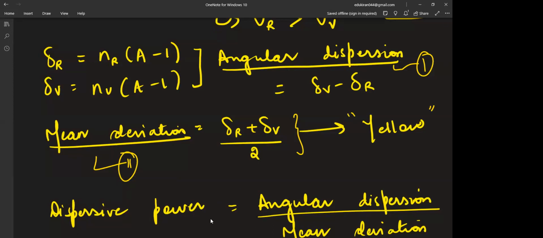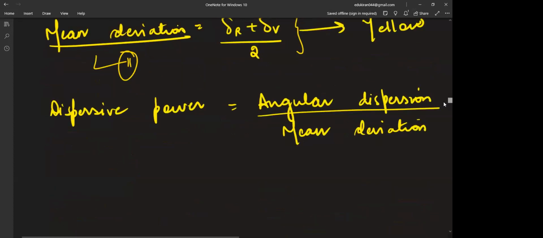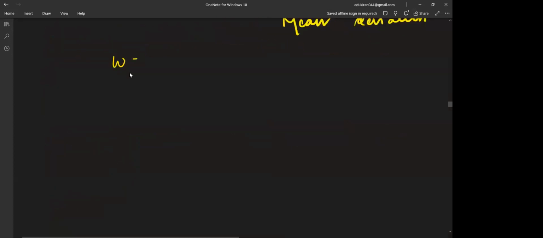So you have dispersive power. Dispersive power is the ratio of these two things: angular dispersion by mean deviation. We represent angular dispersive power by this. So angular dispersion is delta V minus delta R, right? And what was mean deviation? I told you it's the angle of deviation taken usually for yellow color. So write down the values for them.